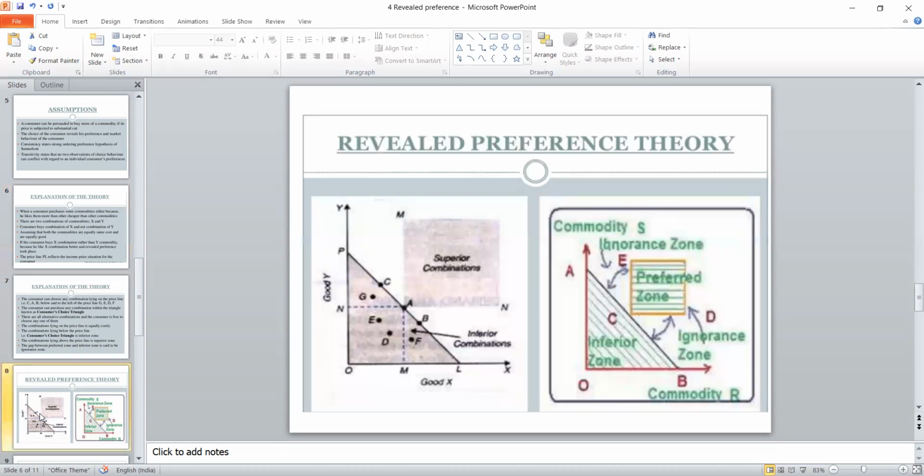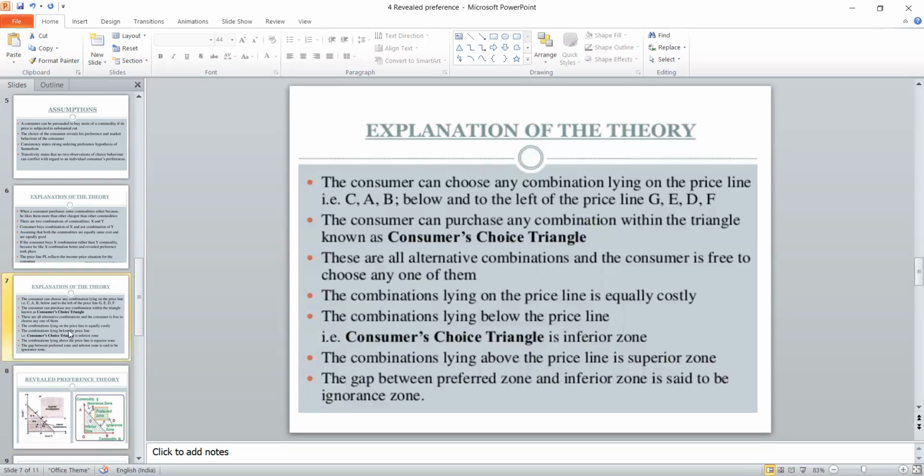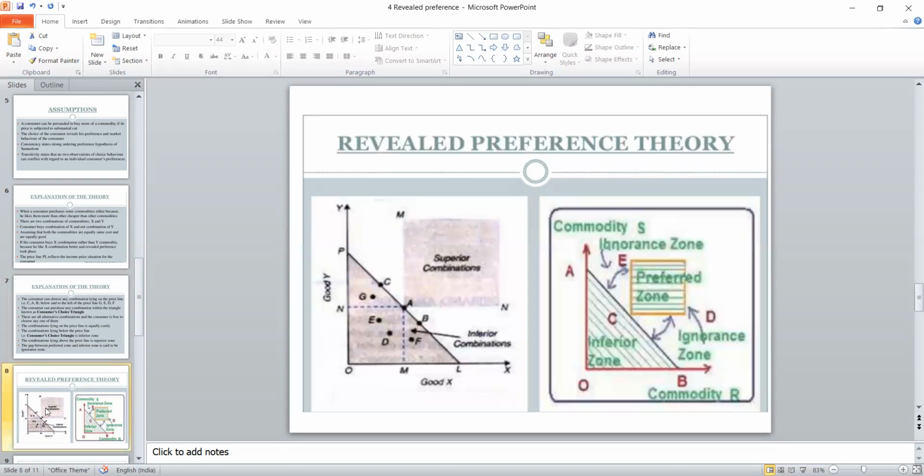Now see the diagram. This is called the price line. That one particular line PL, where C, A, B are there, is called the price line. First we have to draw it with X and Y. This is the maximum line. Now let's start with the consumer choosing a combination lying on the price line C, A, B. Below, to the left of the line, there are G, E, D, F. There are different points. The CAB combination he is able to choose. It is on the line.